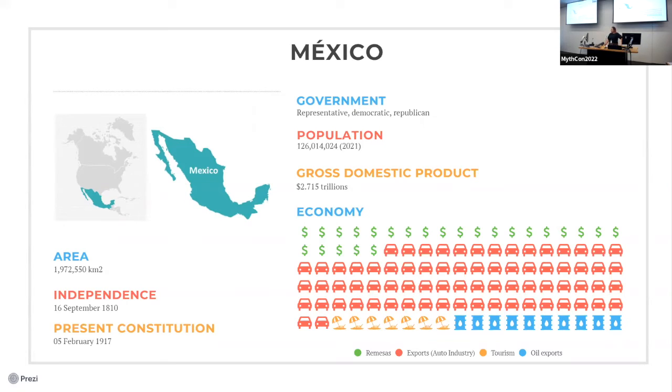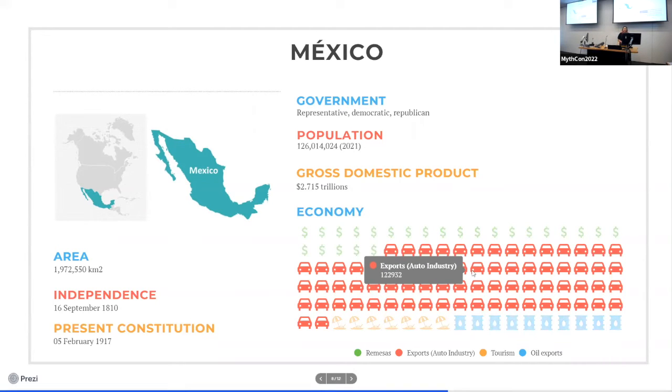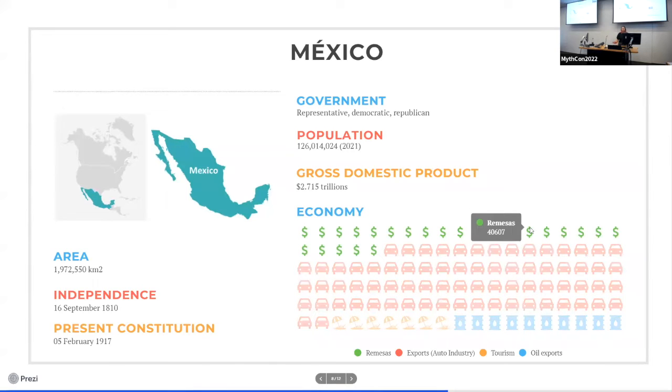Something interesting to know, which kind of research is made in Mexico, is to analyze the income. So most of the income comes from exports in the auto industry, which is interesting considering that there's no Mexican brand of cars.